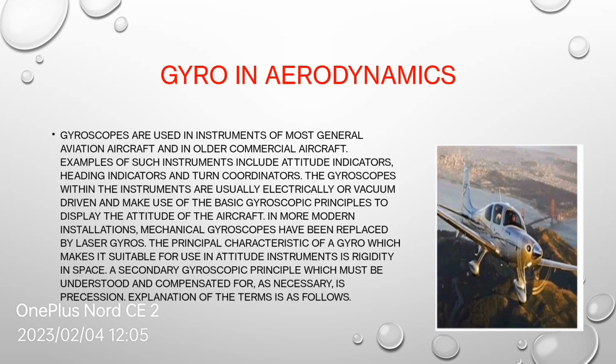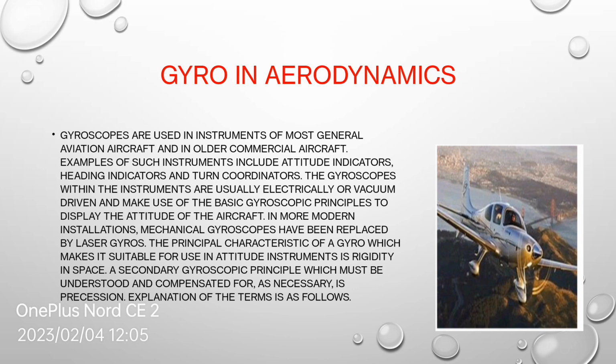Gyroscope in aerodynamics. Gyroscopes are used in instruments of most general aviation aircraft. Examples of such instruments include attitude indicators, heading indicators, and turn coordinators. The gyroscopes within the instruments are usually electrically or vacuum driven and make use of basic gyroscope principles for installation. Mechanical gyroscopes have been replaced by laser gyros.